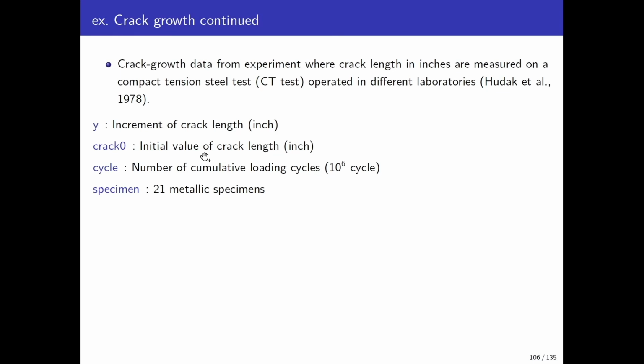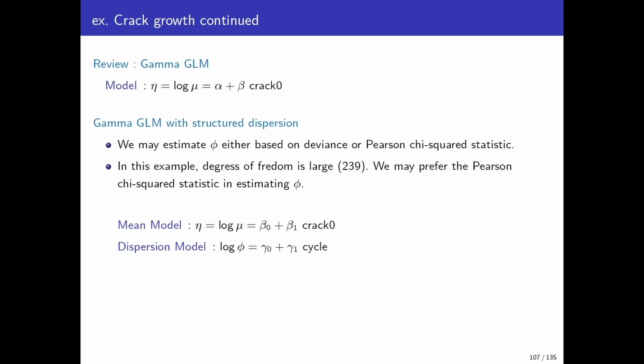The crack growth data are from experiments where the crack length in inches was measured on the component tension steel test specimens, operated in different laboratories, following Hudak et al. in 1978. Therefore, we have one dependent variable, Y, the increment of crack length, and three independent variables, crack 0, cycle, and specimen. And we can write our gamma GLM like this. You have eta equals log mu equals alpha plus beta crack 0.